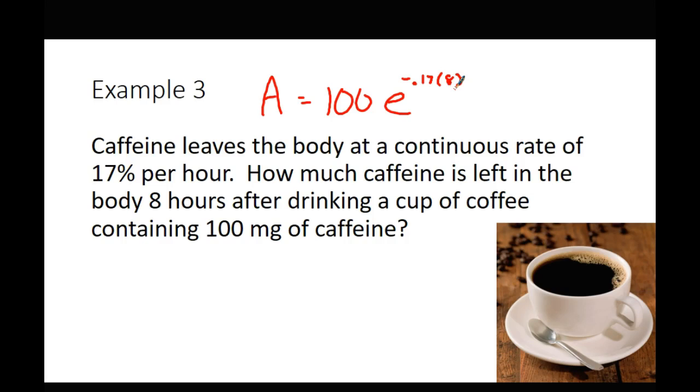Why is the R negative? Because you're losing. It's decaying, right? We're losing the amount of caffeine in our bloodstream. So R in this problem is going to be negative 0.17 since it's decreasing.